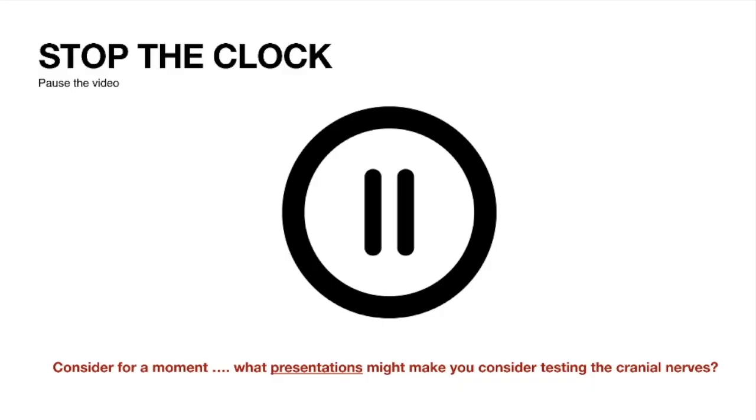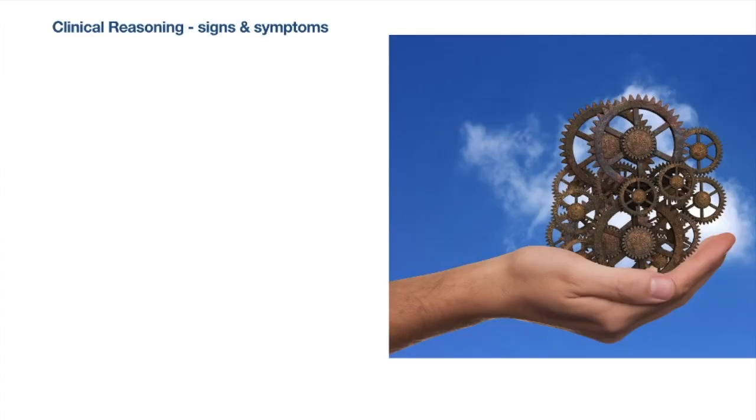Alright, so stop the video for a second and just have a quick think. Pause for a moment and think about what presentations you might see in front of you that might make you consider testing the cranial nerves. So make a quick list and let's see how that list matches up to this. So let's look at some of the presentations that you might see in front of you. So classically, of course, loss of smell, any alterations in vision, so anything that the patients might describe.